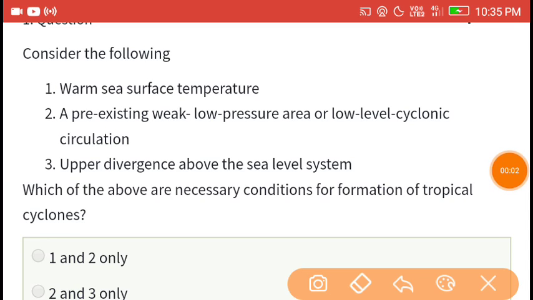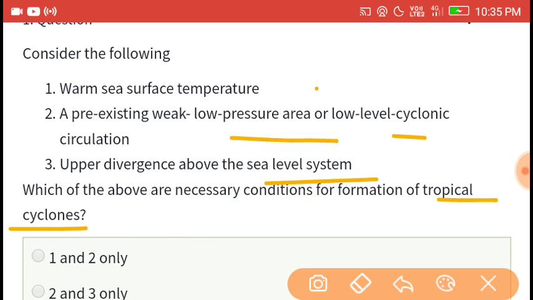So first question: first is warm sea temperature, and pre-existing weak low pressure area and low level cyclonic circulation, and upper divergence above the sea level system. Which of the above are necessary conditions for the formation of tropical cyclones?